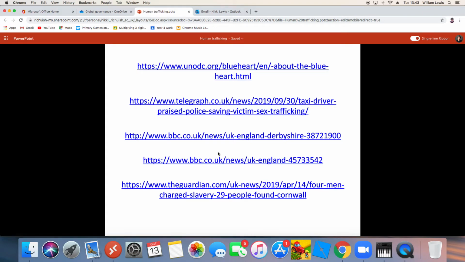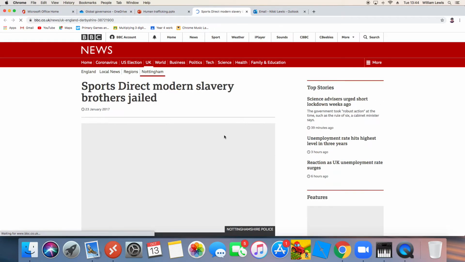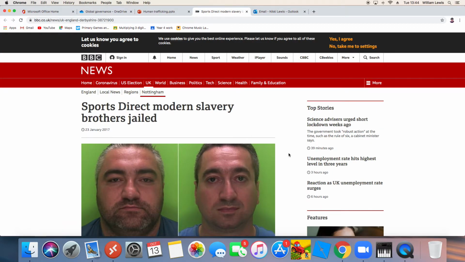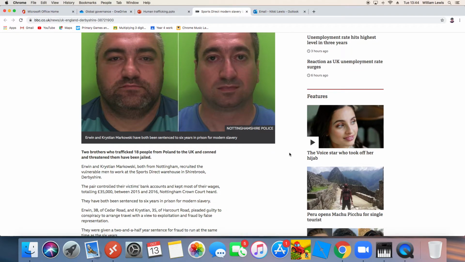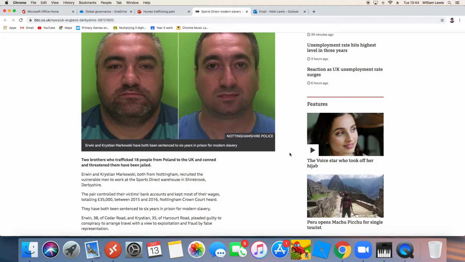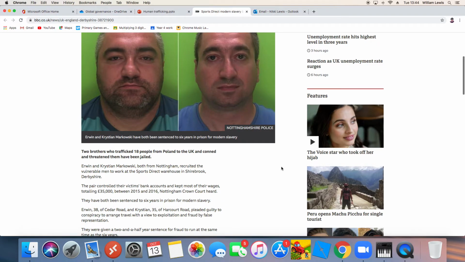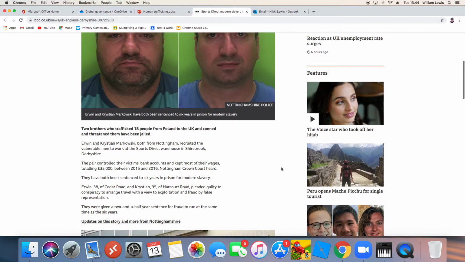The thing that we're doing in the UK is the Modern Slavery Act 2015. We have written an act of law and we are now prosecuting people under it, including these two, who trafficked 18 people from Poland and then controlled their bank accounts. So they were earning money, but actually they never got their money, and they were both sentenced to 6 years.